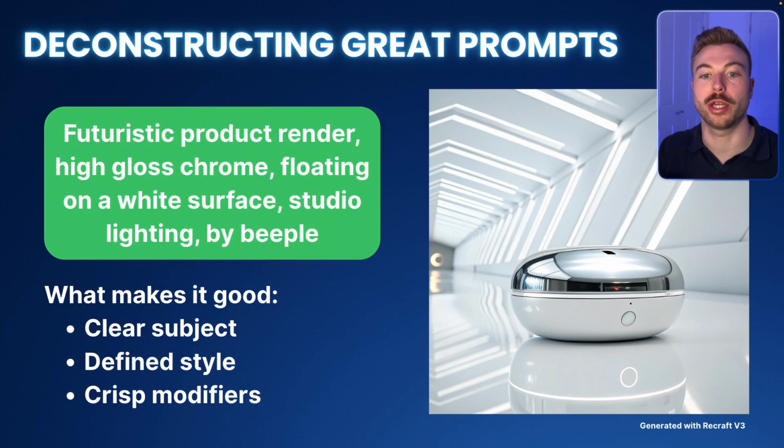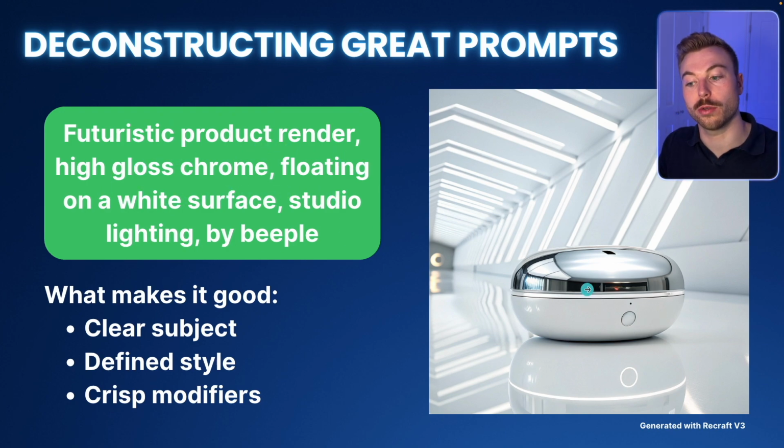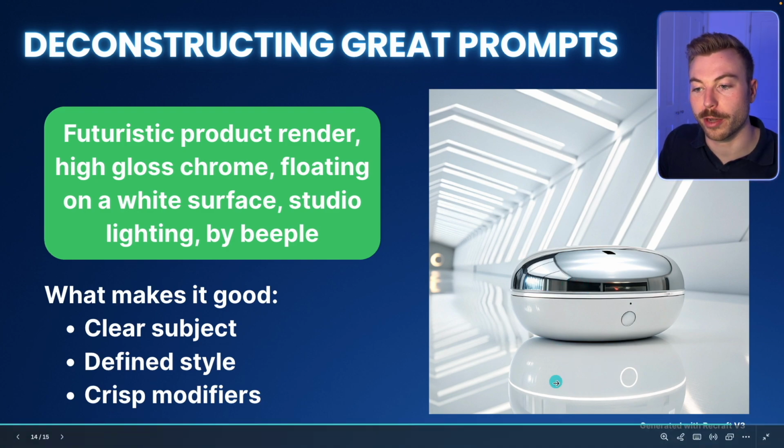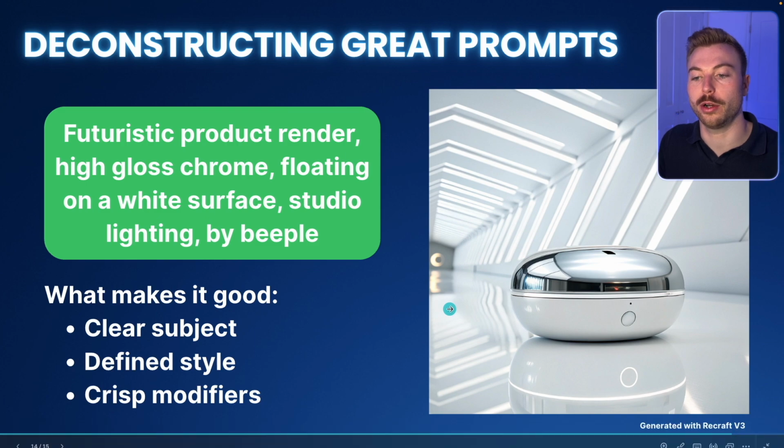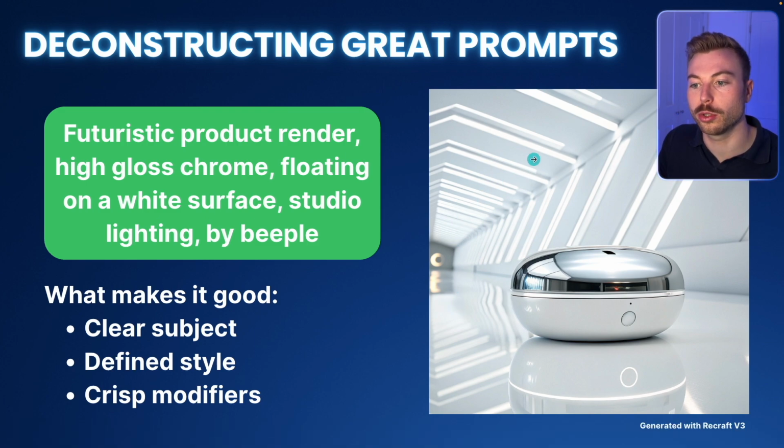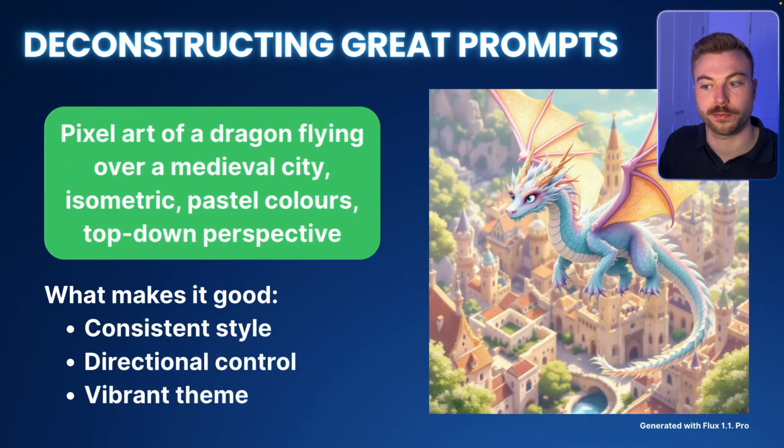So what makes a really great prompt? Well, we covered it quite a bit just in those examples. But we've got the example prompt here, futuristic product render, high gloss chrome, floating on a white surface. We didn't specify what that product was, so we could have probably improved that. We've got the reflection that we can see here, both from the object as well as the lights, which is very hard for AI to do. We've got a long corridor, which looks very futuristic. And then what we've also said is it's really clear subject, defined styles, and those crisp modifiers.